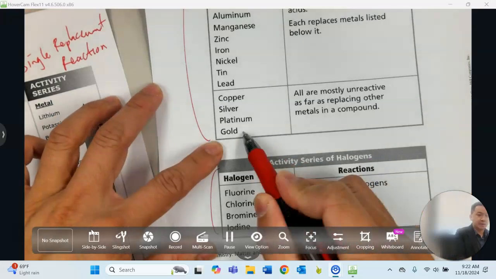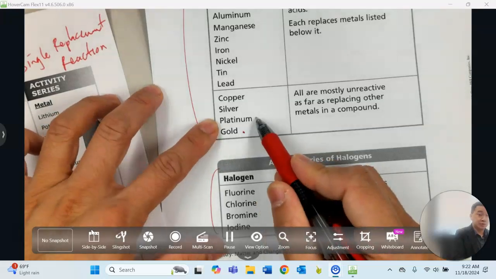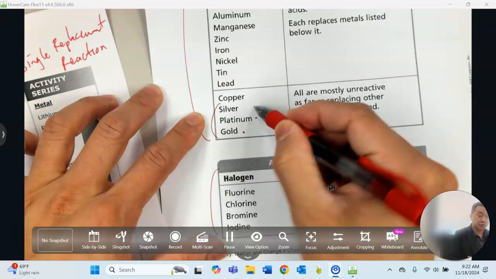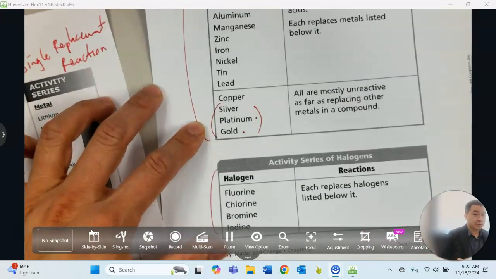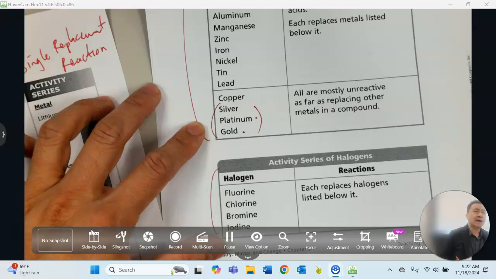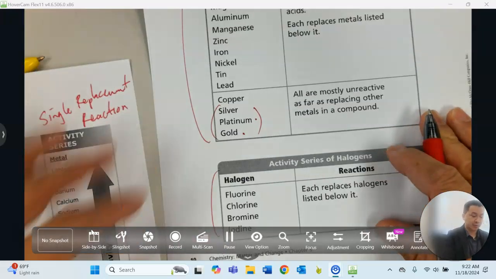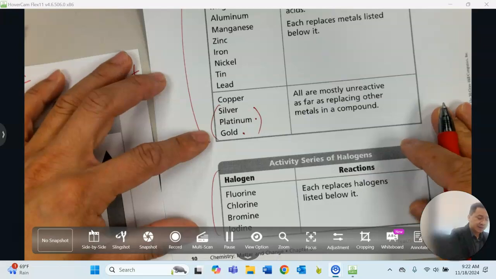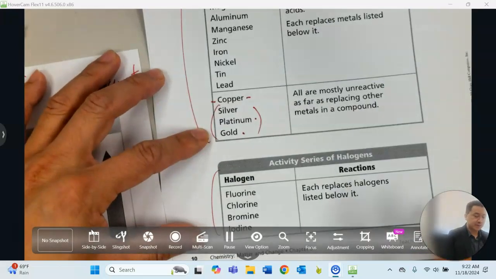So gold can't replace anybody. That's why gold is our jewelry. Platinum cannot replace anybody. Platinum is our jewelry, silver. So notice these are our jewelry metals, right? You don't want those to be reactive. You want those to be very stable. They will not react with most things, actually. That's why it's good for us to wear on a normal basis. Copper is used in a lot of things like plumbing, right? So it's fairly safe, it's fairly stable, okay?